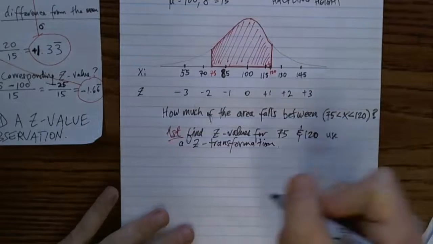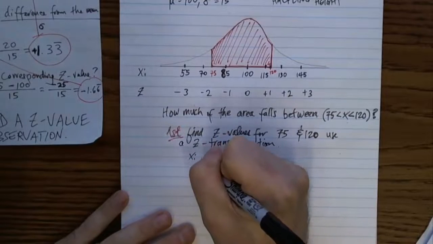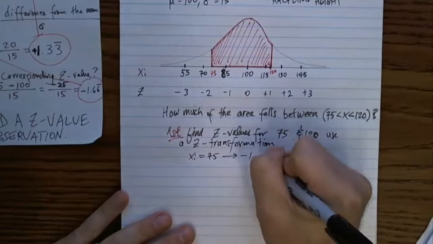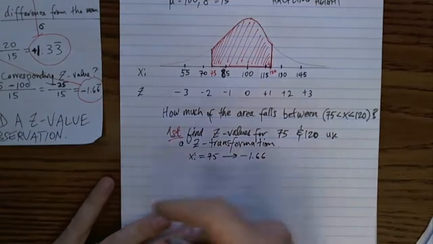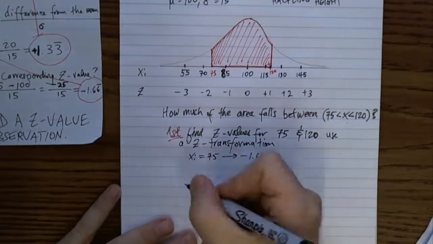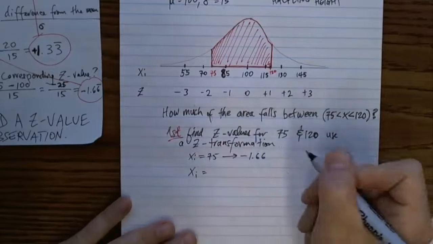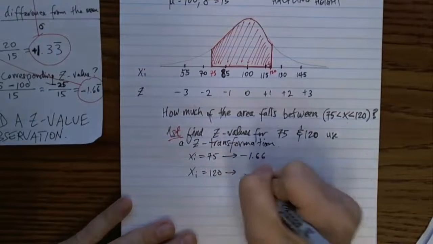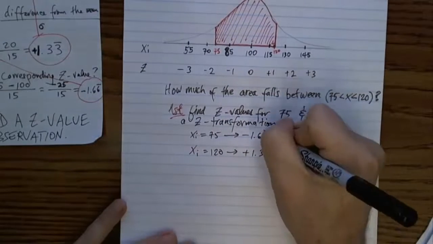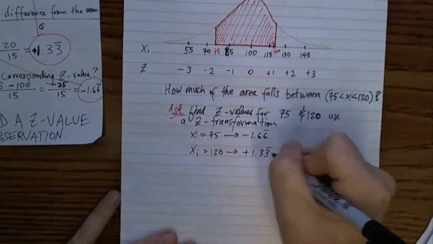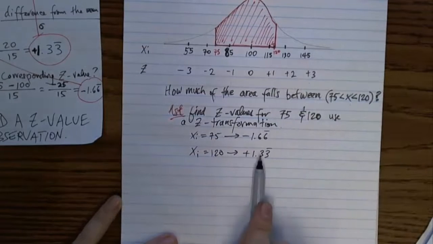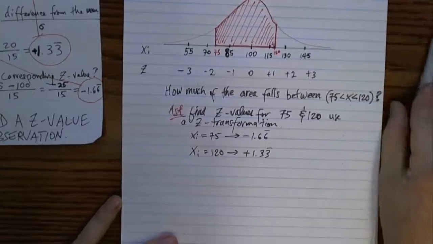And once you do that, we know that in this instance, an xi equal to 75 is really negative 1.66 with this population that we've got. And we know that an xi of 120 is really equal to positive 1.33. If you're really nitpicky, I suppose you'd pick 1.67, but let's go with 1.33. Got these two z-values, and each of these values corresponds to an area under the curve.